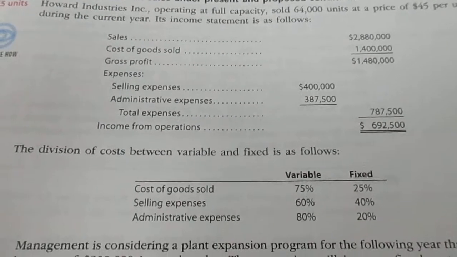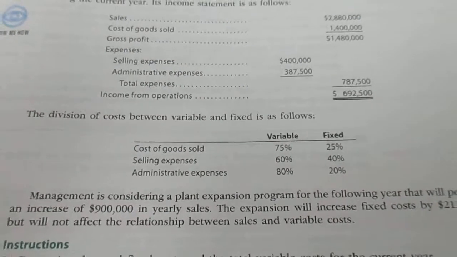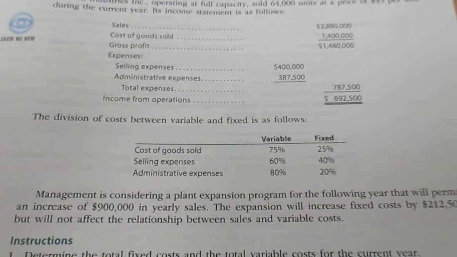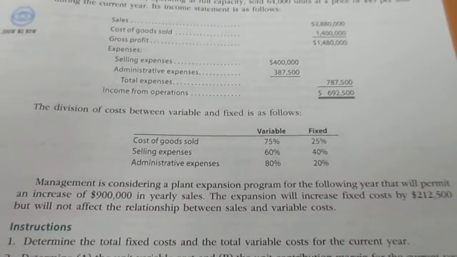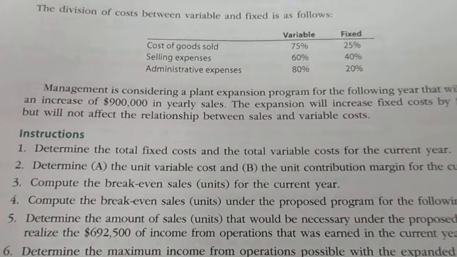The division of costs between variable and fixed is as follows. And then it gives us a paragraph about some future expansions. I'm going to skip over that because we will not be using that paragraph. We're going to complete instructions 1 through 3.